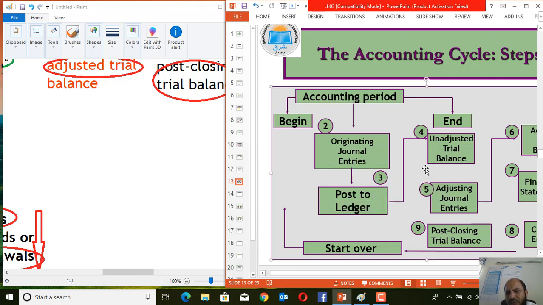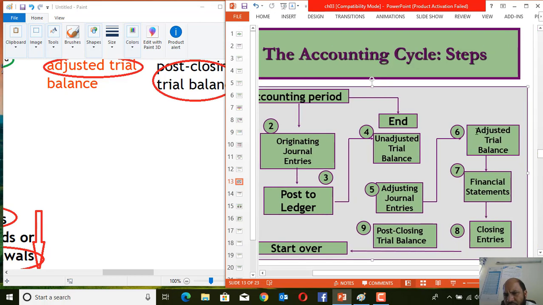and then we will move towards the fourth step, which is we will prepare the unadjusted trial balance, and then we will prepare the adjusting journal entries. After the adjusted journal entries, we will move towards the next step, which is the sixth one, adjusted trial balance. Finally we will prepare the financial statement, and then we will close the years, and after closing the years we will prepare the closing trial balance.